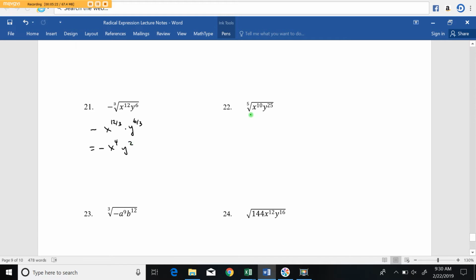All right, this one, 5th root of x to the 10th, y to the 25th. So this 5th root applies to both of these. So this is going to equal x to the 10 over 5, y to the 25 over 5. That's going to be x squared, y to the 5th.